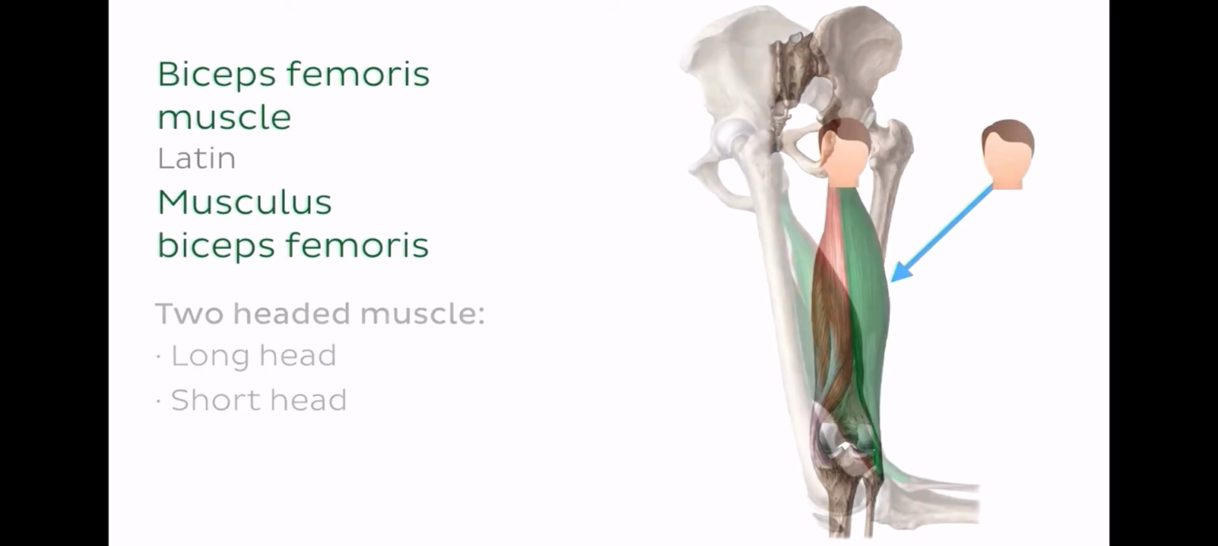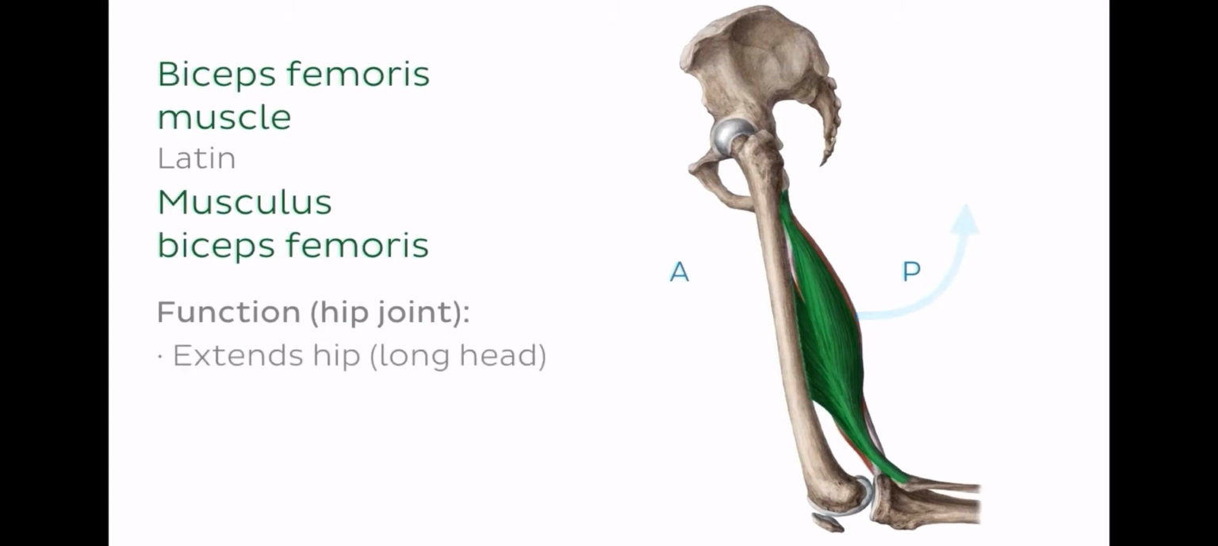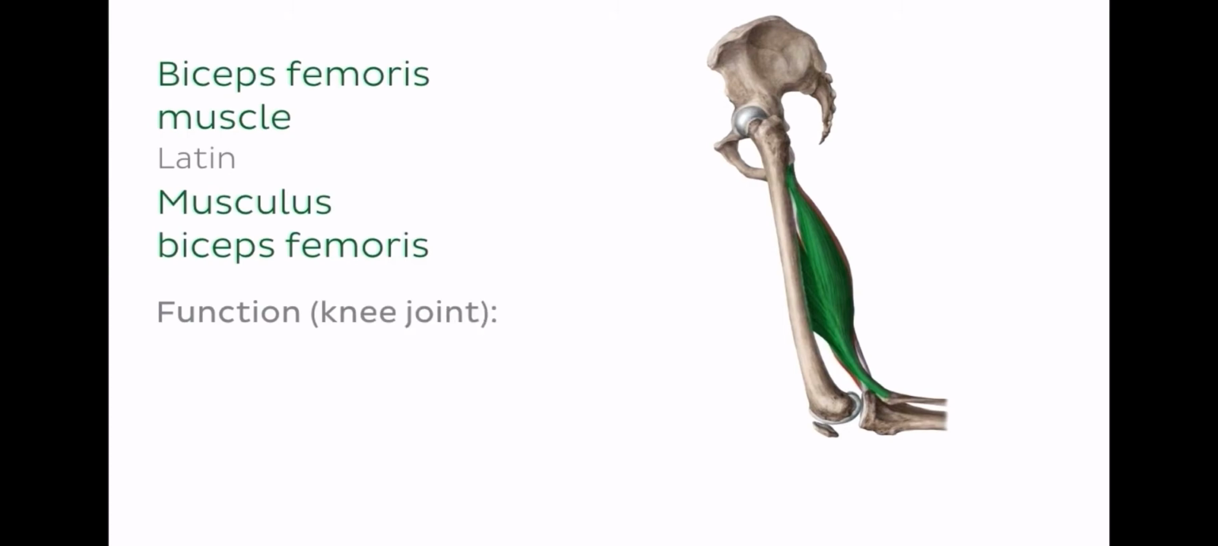So we're just going to bring in this other image where we can see the left thigh from a lateral view. And the biceps femoris, of course, is highlighted in green. So that means that our anterior is over here and our posterior is over here on the right. We're looking at this image because we can see that at the hip joint, the long head of the biceps femoris muscle extends the hip and helps to stabilize the pelvis in the sagittal plane. Whereas at the knee joint, the entire muscle facilitates flexion and external rotation.